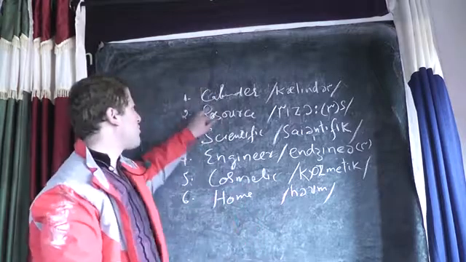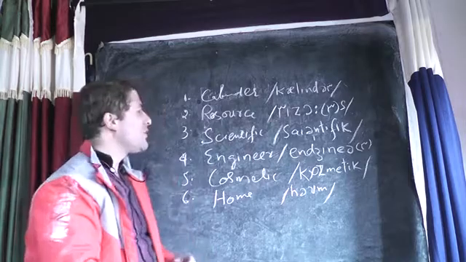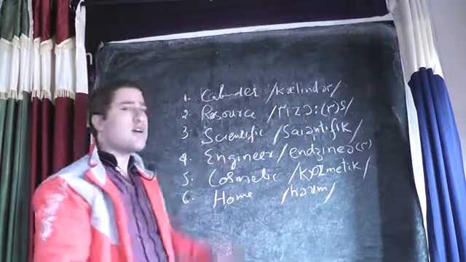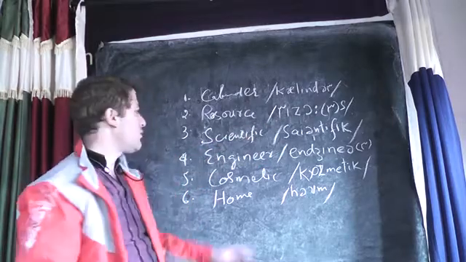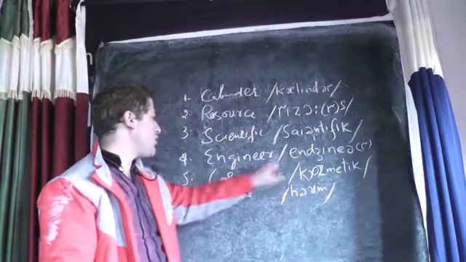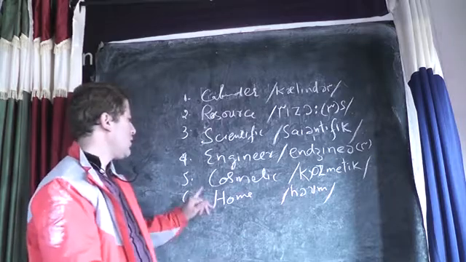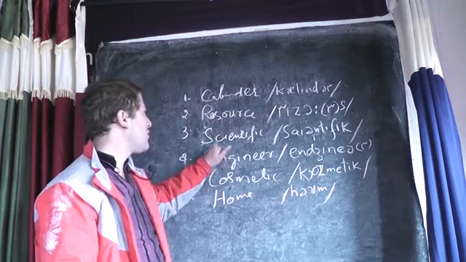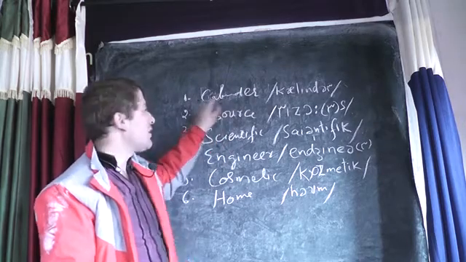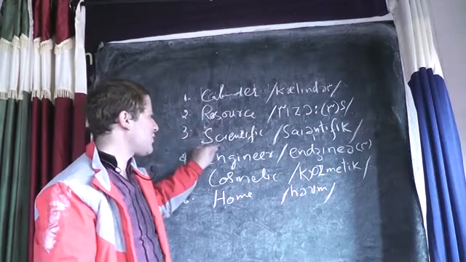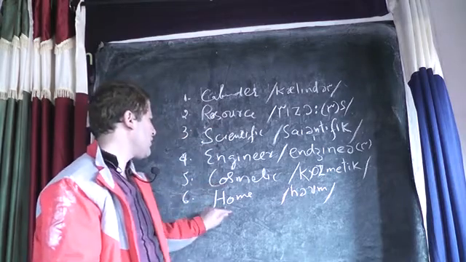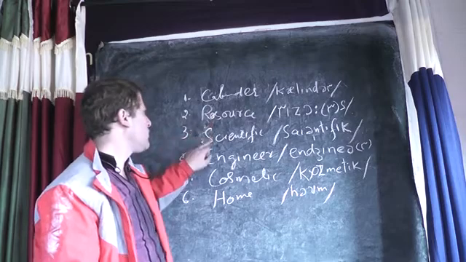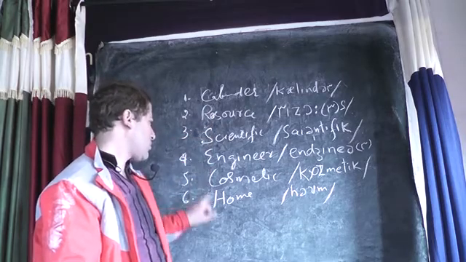First in this exercise, let me read first. Calendar. Resource. Scientific. Engineer. Cosmetic. Home. Now you can read it. Resource. Scientific. Engineer. Cosmetic. Home.